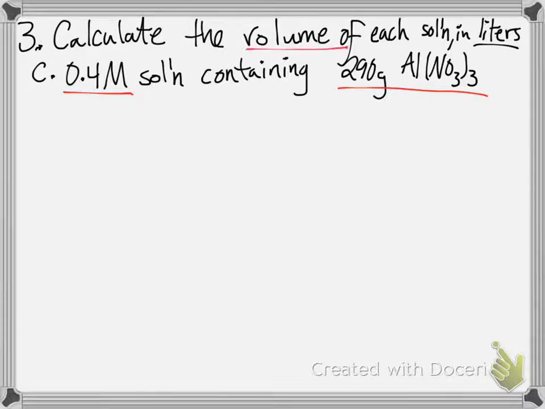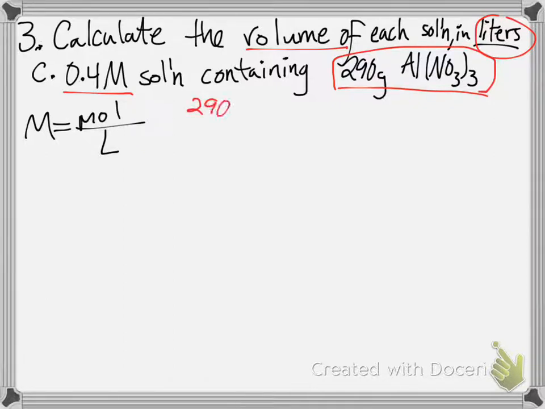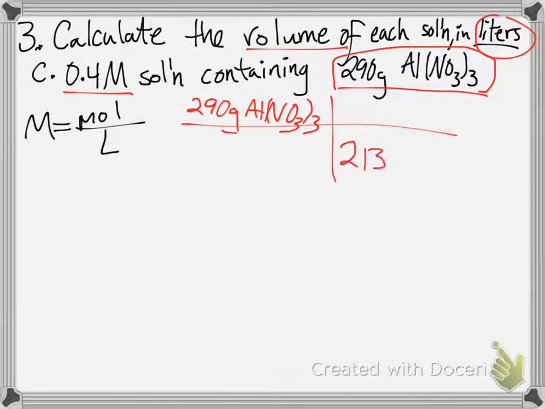And again, we're having to calculate the volume, which is liters. We're using this equation, molarity equals moles divided by liters. So we still need moles and we still need liters. Problem, oh, guess what? We got grams. Got to convert those no matter what. So 290 grams of Al(NO3)3, and we are going to have to look at the periodic table for this. After I quickly calculate it, I get about 213 grams per every 1 mole.